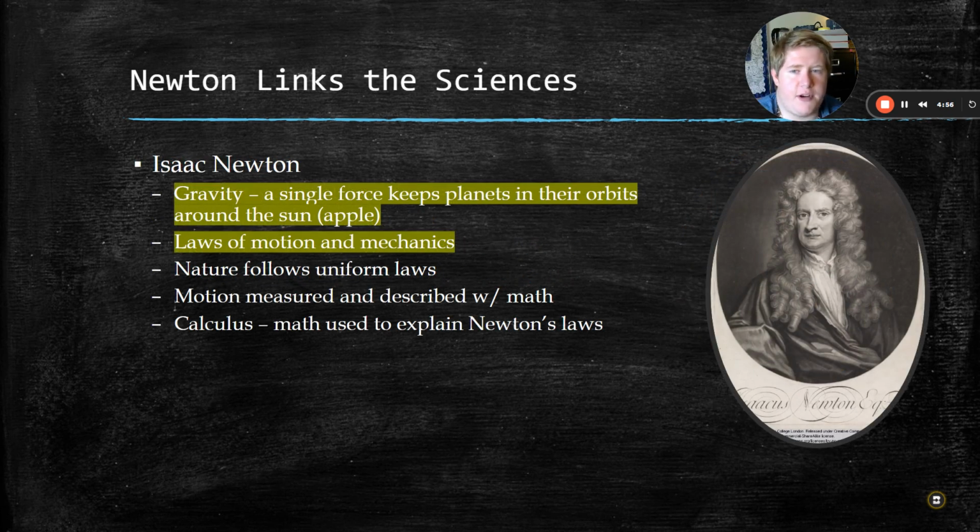To wrap things up, we have Sir Isaac Newton. Again, gravity, a single force, keeps the planets in their orbits around the sun. The apple drops and hits him on the head. There's also his three laws of motion and mechanics. Basically, his ideas were that nature follows uniform laws, that motion can be measured and described with math, and that math, being calculus, is used to explain Newton's laws. That is the big thing to keep in mind here.